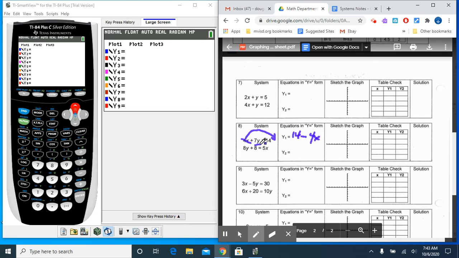And then I need to divide that 7 out of there. So all of this gets divided by 7. And I would leave it just like that because we're going to put it in the calculator just like that. The second one, we're going to subtract the 8 over here. So we'd have 5x minus 8. And then I've got to divide that 8 away from that y. So all of this gets divided by 8.